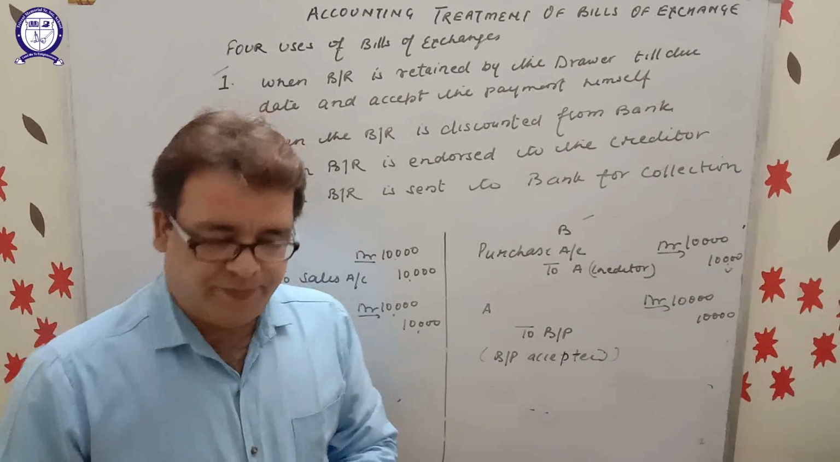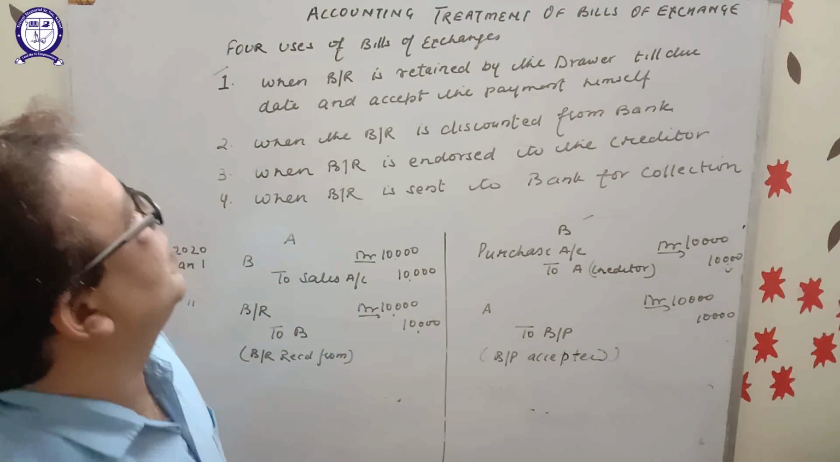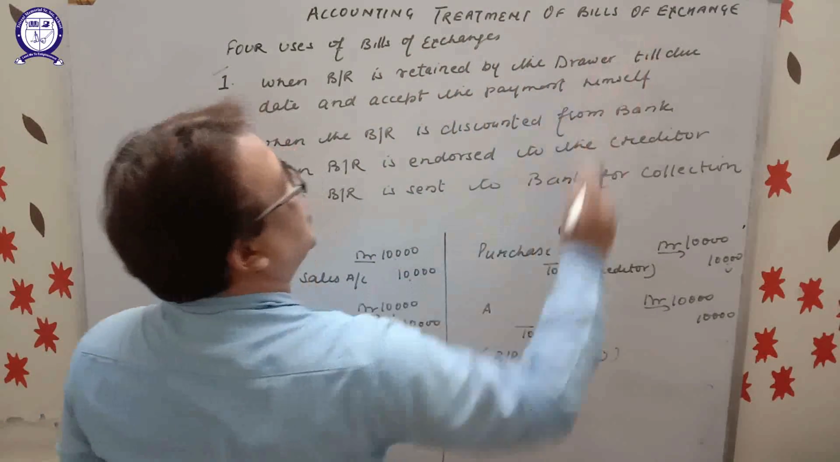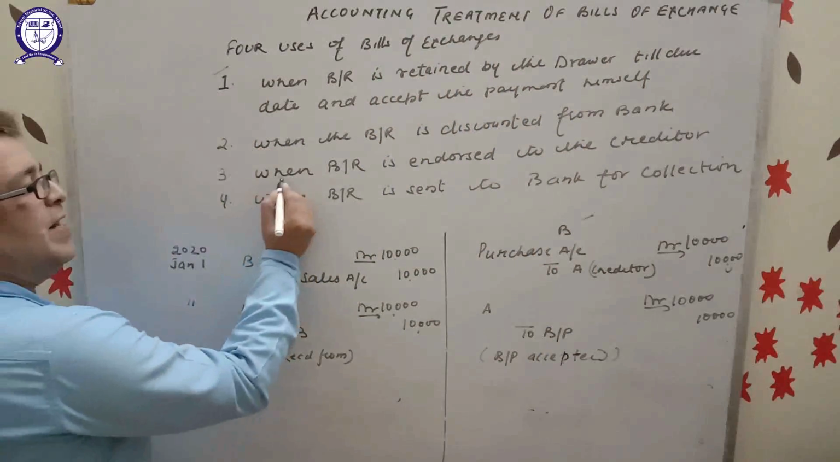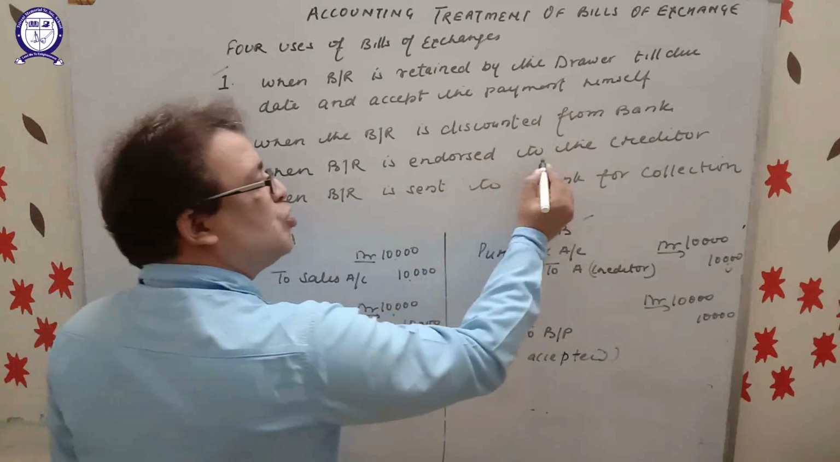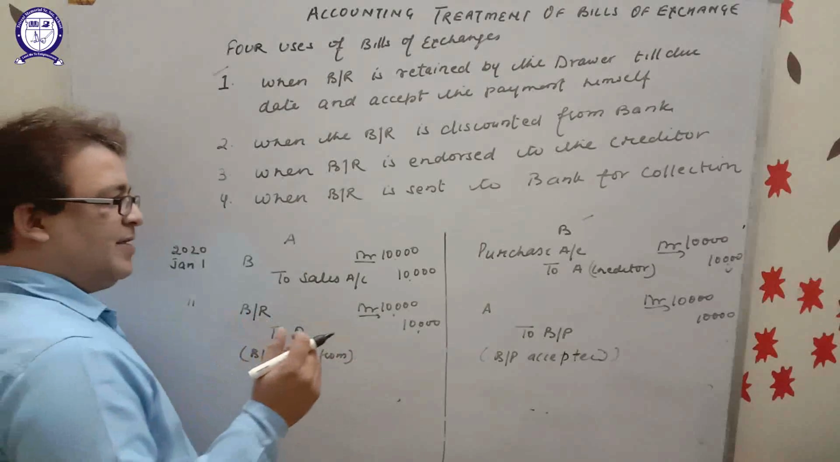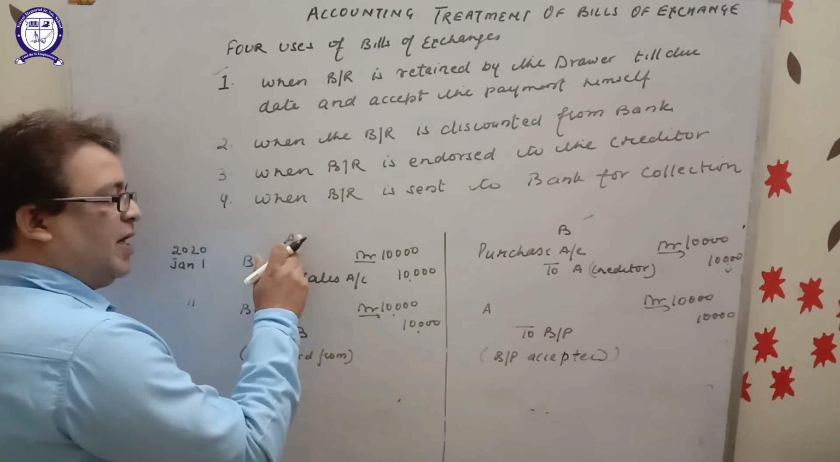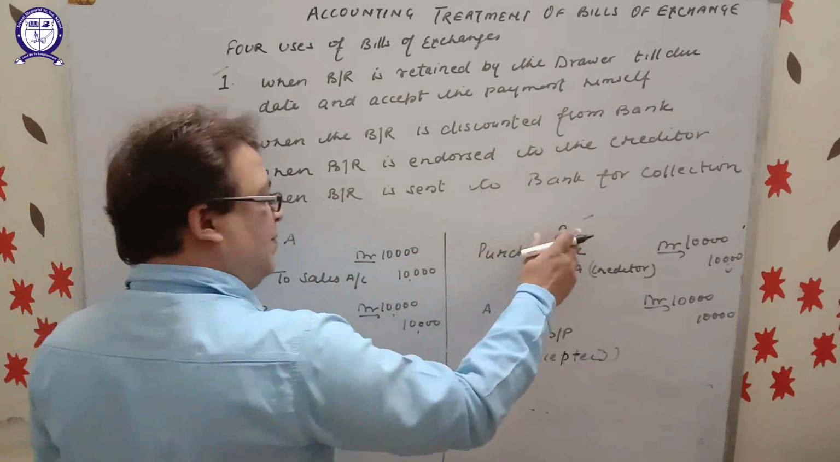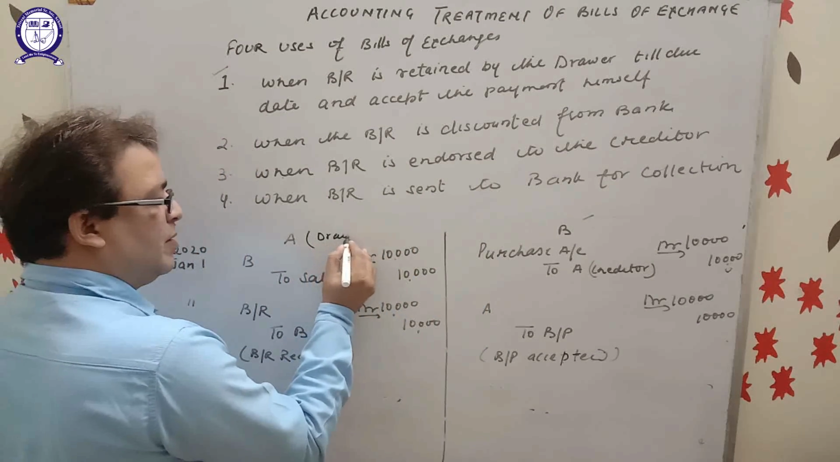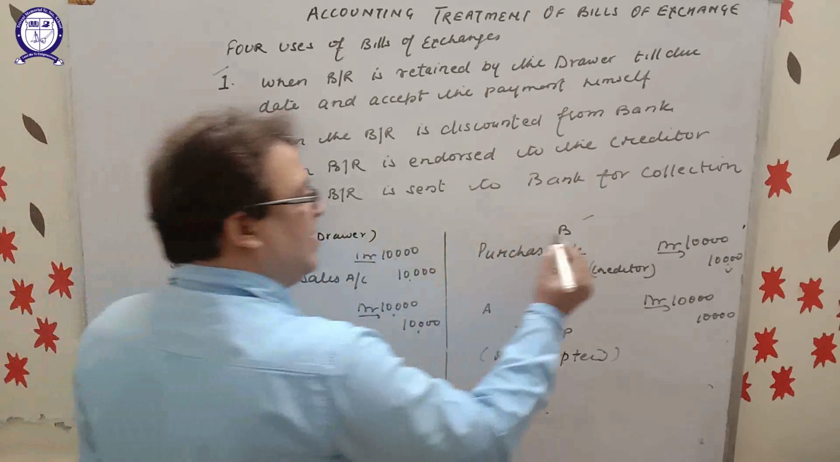Hello students, in this video I will teach you the accounting treatment of bills of exchange when a bill receivable is endorsed to the creditor. Let us take an example. Suppose there are two parties, A and B. A is the drawer and B is the drawee.